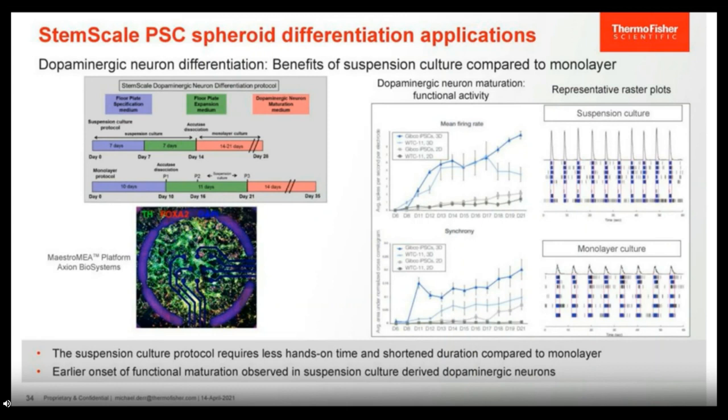And so what we found is that the neurons from the suspension culture protocol showed earlier onset of spontaneous activity and networked activity, as well as they also sustained higher levels of the activity over time. So this would indicate that the suspension culture results in more efficient maturation, similar to what the neural induction protocol showed, as well as functional maturation of these cells.